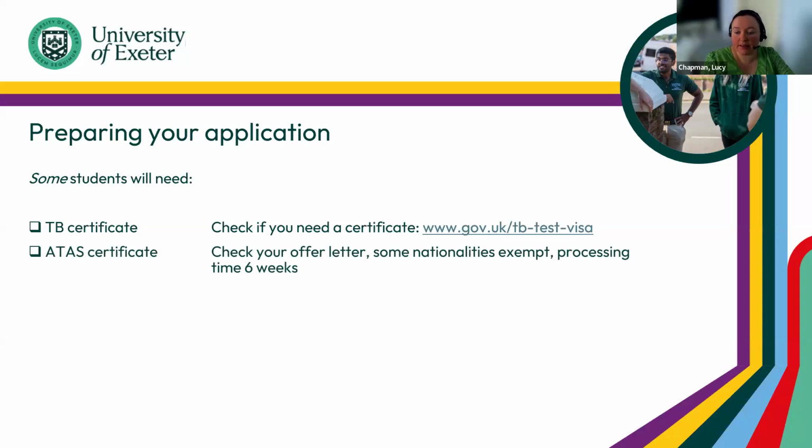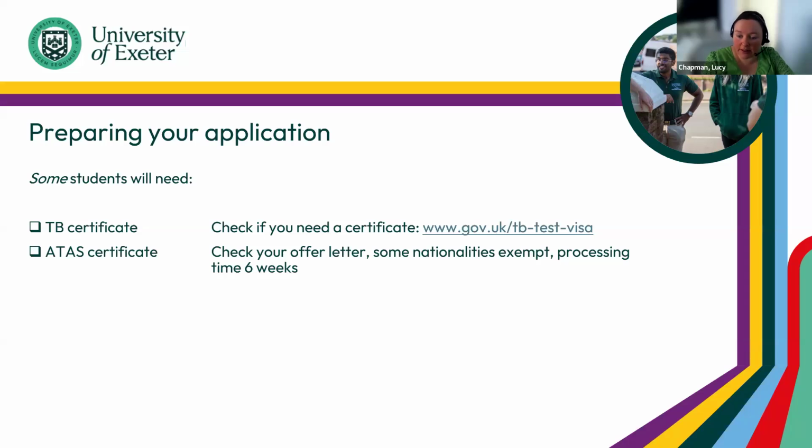Another document is an ATAS certificate. Students who are planning to study at master's or PhD level within certain subject areas must obtain clearance certificates under the Academic Technology Approval Scheme, ATAS, before they make any student visa application to study in the UK. The subject areas include computer science, physics, biosciences, and engineering. If your program requires ATAS clearance, this will be a condition on your university offer.